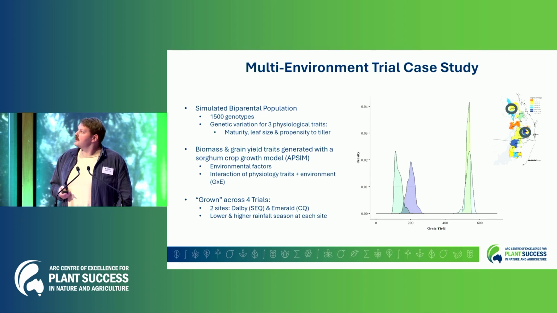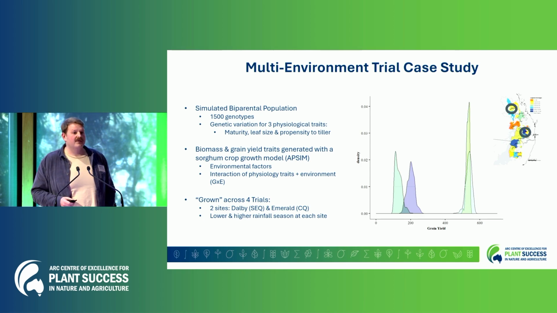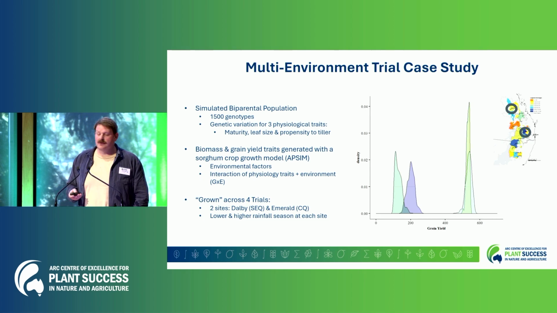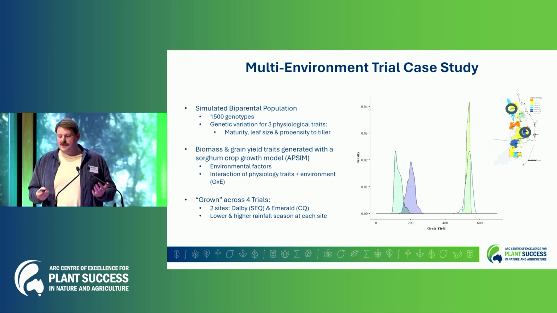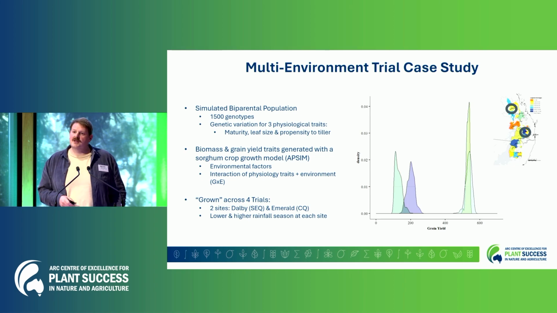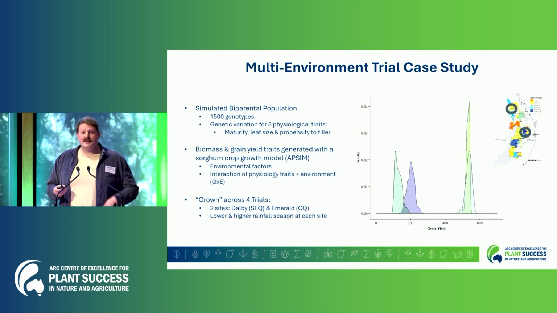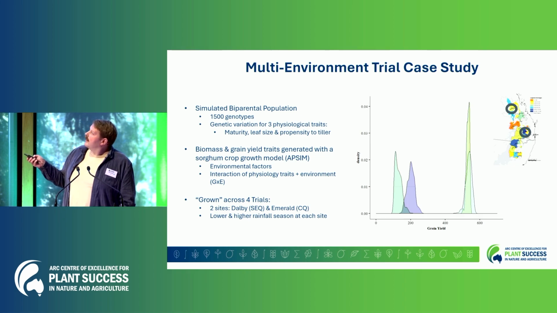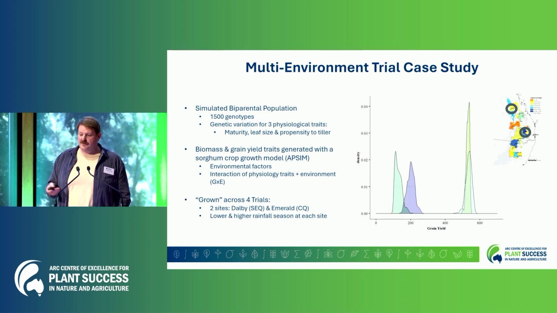And as Graham already mentioned, this is a population where we have genetic variation for 3 drivers of grain yield in sorghum across the sorghum belt. And we generated these outputs using this sort of genomic information coupled with the APSIM sorghum crop growth model, and this is what's generating the G by E, which you can see a slice of based on these sort of distribution plots, where we're changing the variation in grain yield and also the average performance.